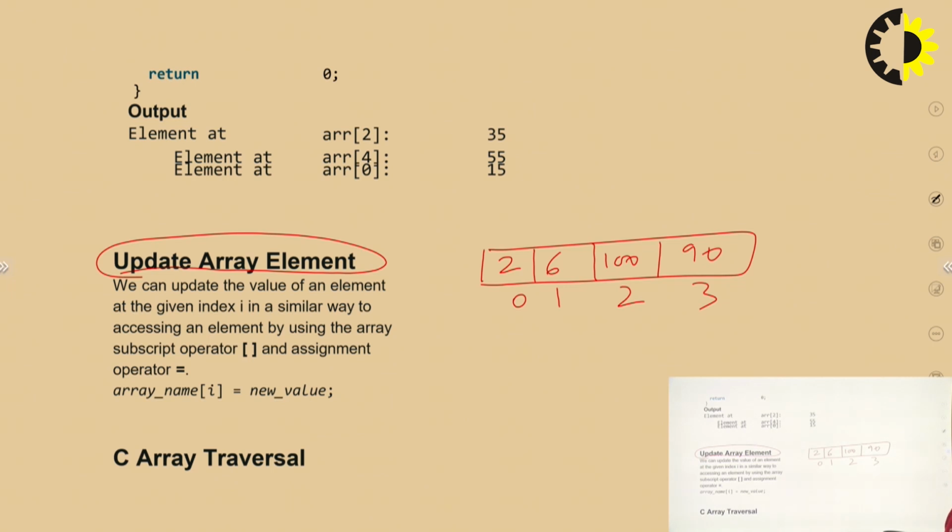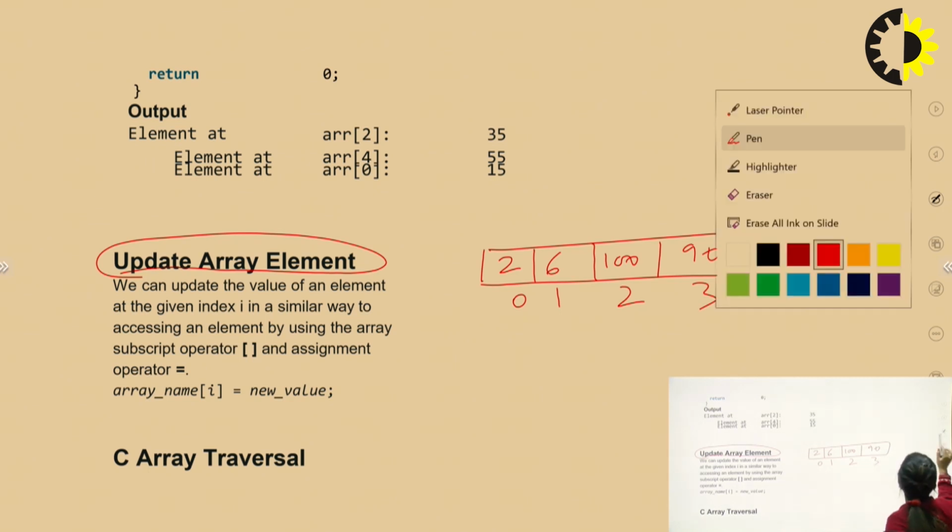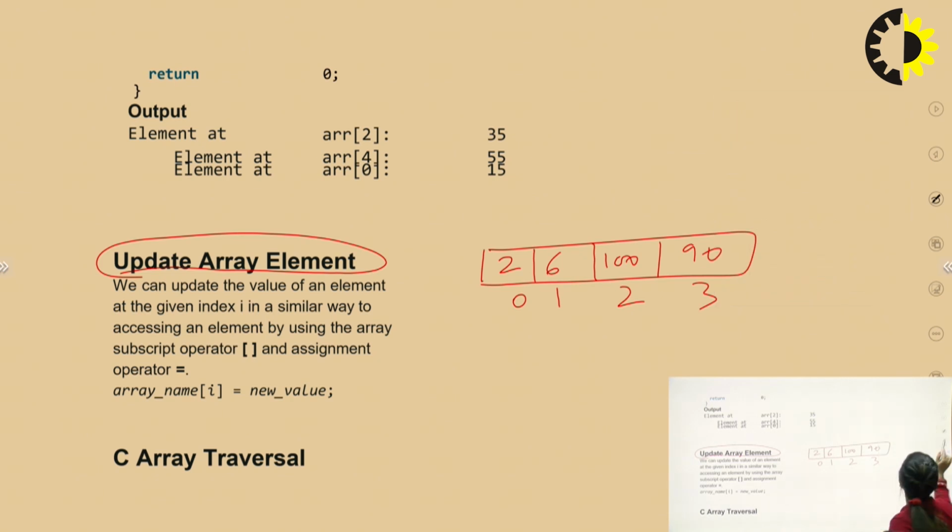Now you want to alter, change, modify or update an element at a particular position. Let's suppose you want to change the element at position 2, meaning you want to make it 10 rather than 100. By mistake you have entered 100, or for any other reason you want to update an element. Well, in that case, what you need to do.